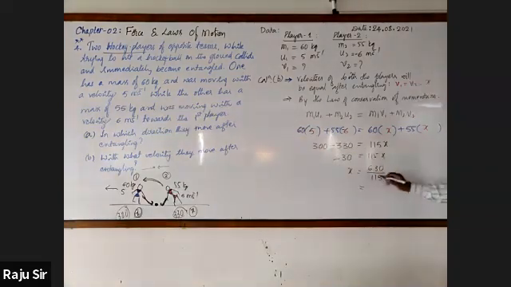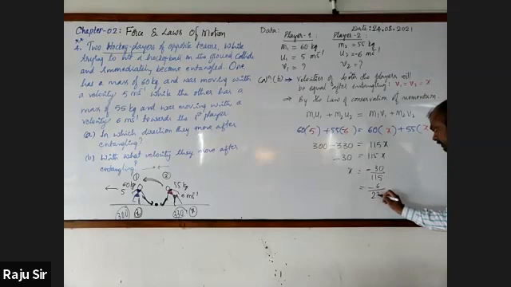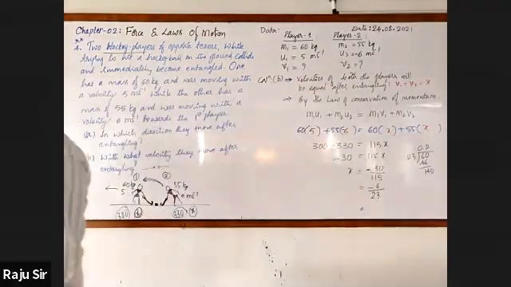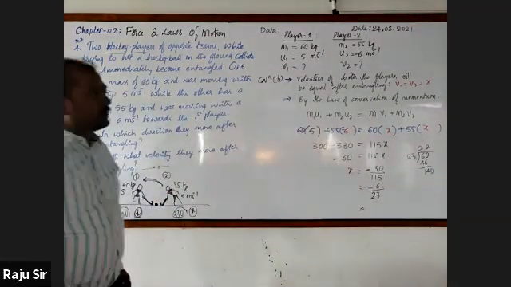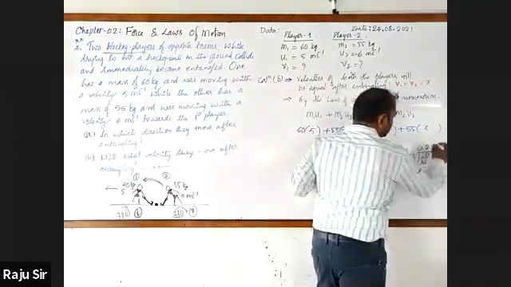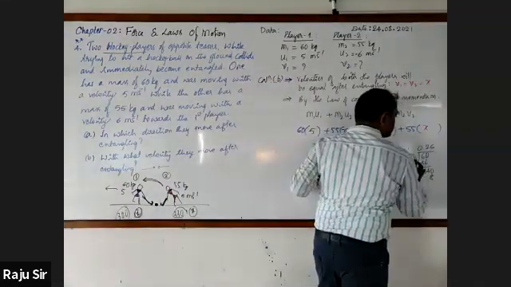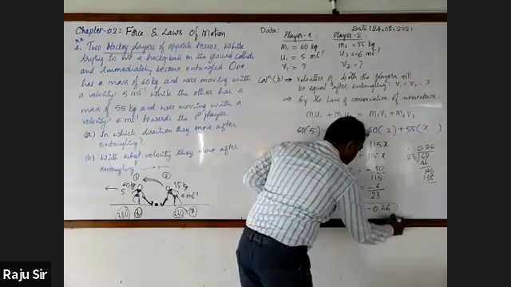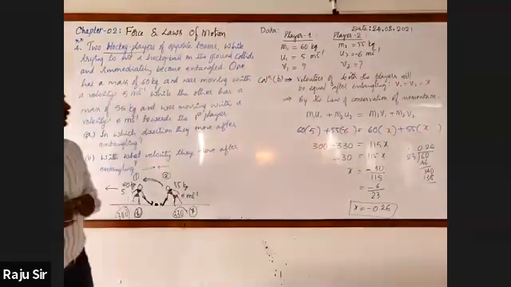X equal to minus 30 by 115. This you can calculate. 6 divided by 23, put decimal. 23 2s are 46, then 14 will remain, it will be 140. 23 6s are 138. X equal to minus 0.26.